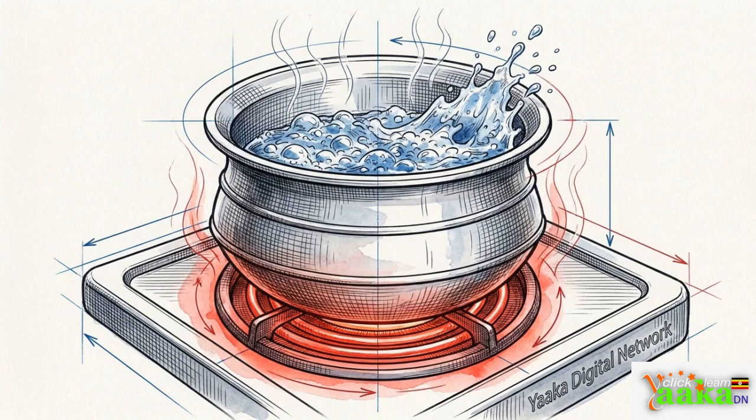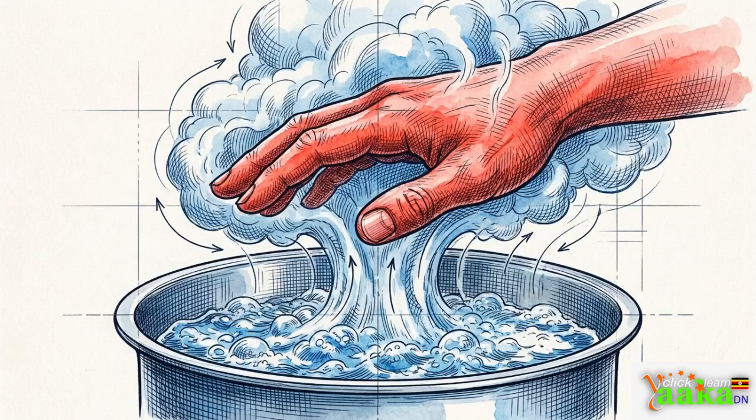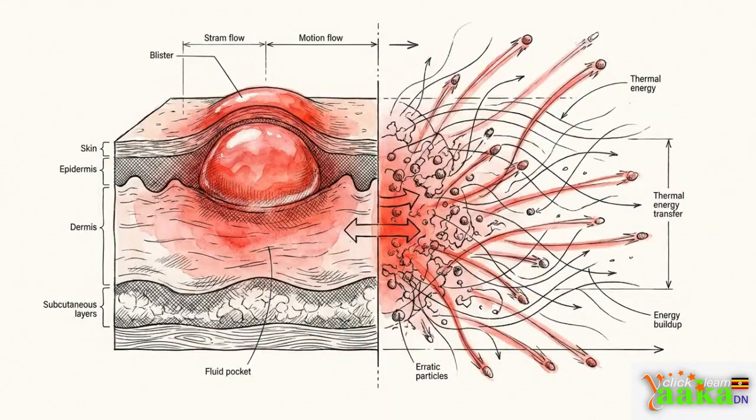If you accidentally touch a pot of boiling water at 100 degrees Celsius, you get a nasty burn. But if your hand catches the steam rising from that same pot, also exactly 100 degrees, the burn is significantly more severe. To understand why, we need to look at exactly how heat energy interacts with matter.